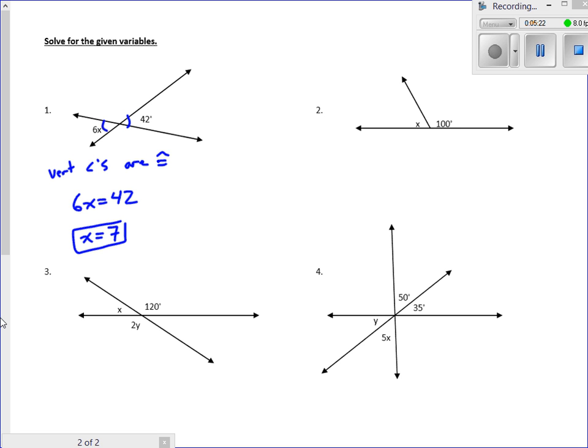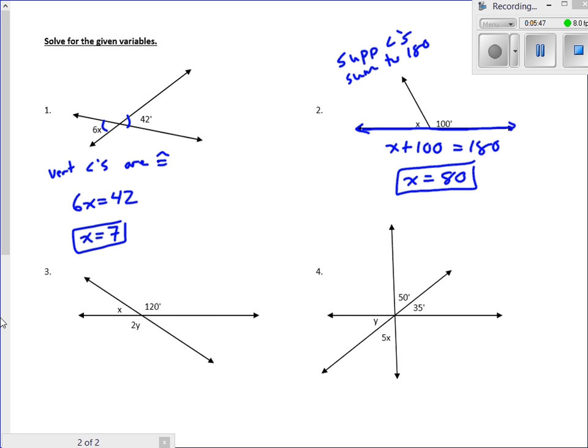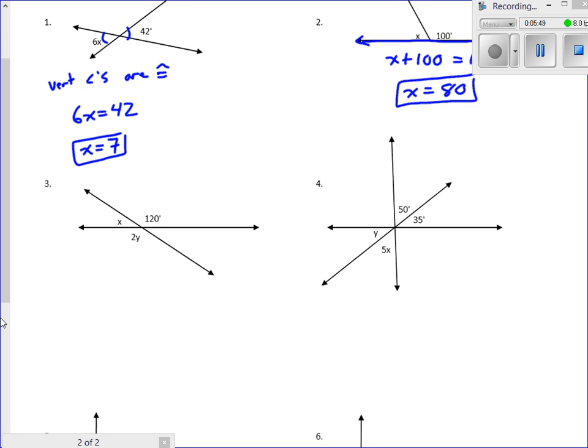You look at number 2, here these two angles, when you put them together, that's a straight line. Remember, those lines, that's 180 degrees. So in other words, we have a couple of supplementary angles here. Remember, supplementary angles sum to 180. So x plus 100 equals 180, and x is going to be 80 degrees. Now some of your pictures are going to involve both of those.